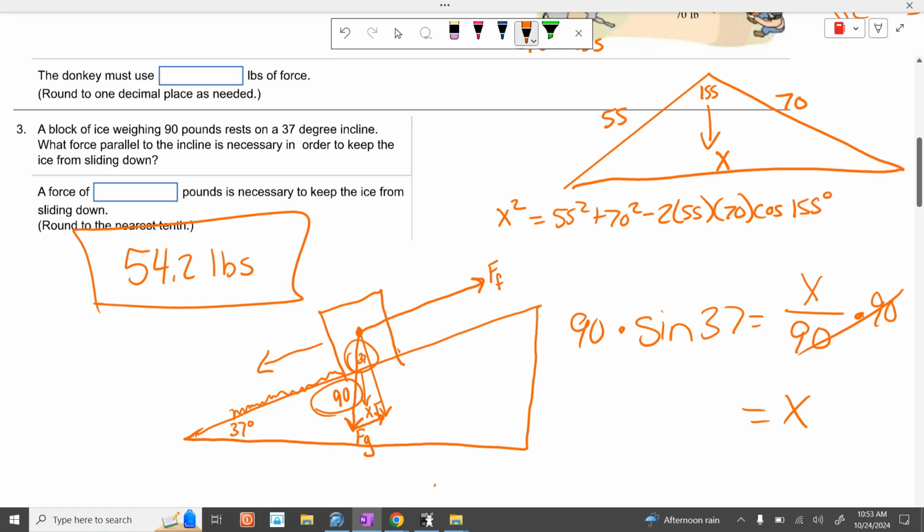54.2 pounds of force, which is the force of friction, which is keeping that block of ice on the ramp still where it is instead of allowing it to slide down. Okay? 54.2 pounds is our force of friction.